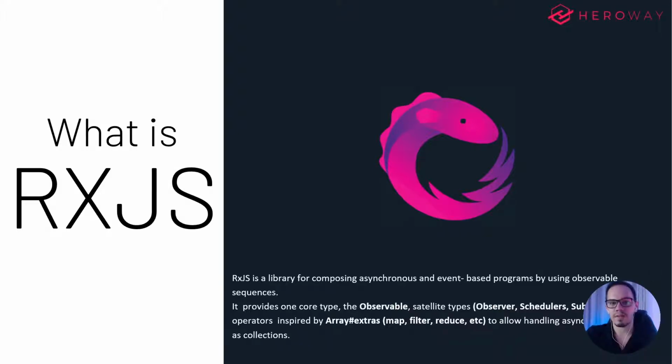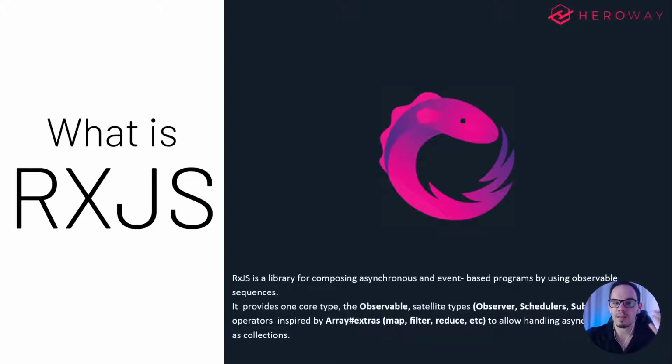So what is RxJS? RxJS is a library for composing asynchronous event-based programs by using observable sequences. It provides one core type, the observable, the most important that we're gonna work with in this talk, and others: the observer, schedulers, and subjects. It also provides some operators inspired by the methods in arrays like map, filter, reduce, and some others. And it allows us to handle asynchronous events as collections.